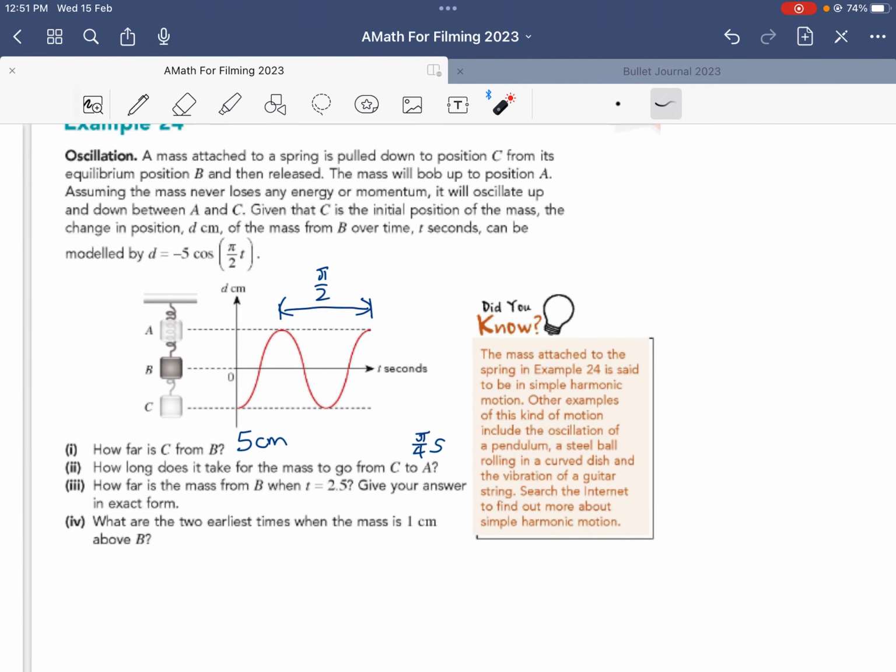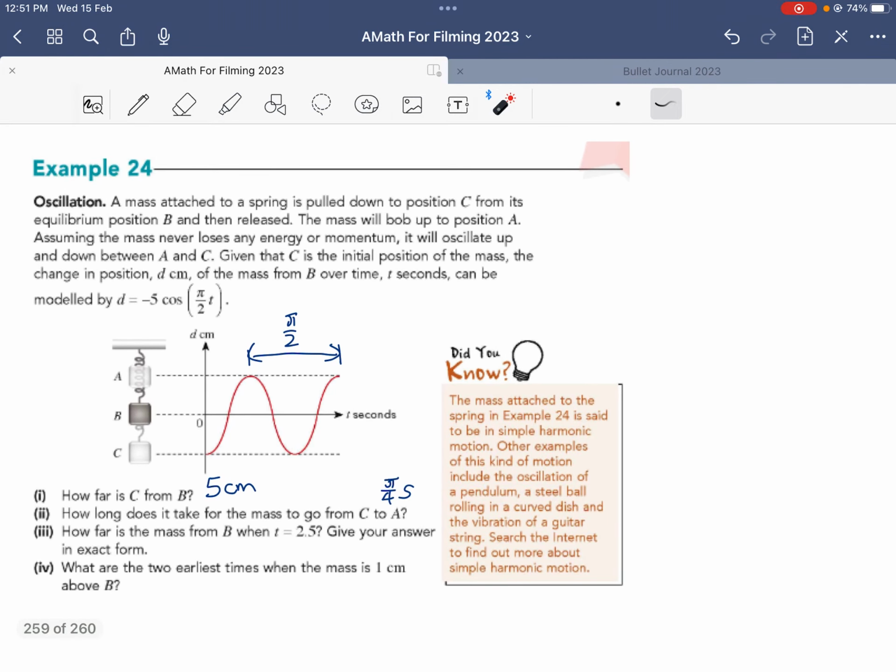Okay, example 24. This is the last example for today. So what we have is this. A mass is attached to a spring and put down to position C from its equilibrium position B and then released. The mass will bob up to position A, assuming the mass never loses energy or momentum. Why they say this is because if, let's say, it loses energy, slowly it will get shorter and shorter and shorter.